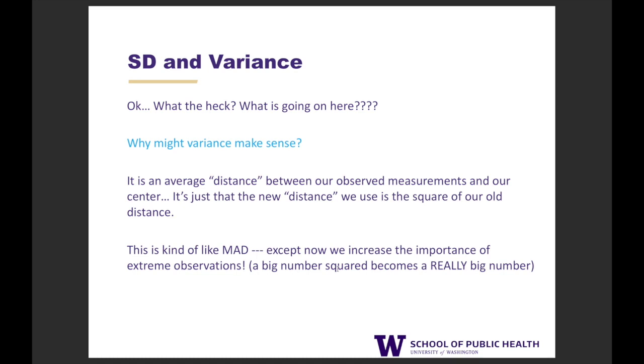So it's not really an average distance, but it's an average of some transformed version of our distance between each of the observations and the center. You can think of it kind of like the mean absolute deviation, except we're increasing the importance of extreme observations because their distances get squared. When you square a big number, it gets huge, and when you square a little number, it gets much smaller. So we're upweighting the big numbers and downweighting the little numbers, saying the variance is going to look real big if you have outlying observations as compared to the mean absolute deviation.